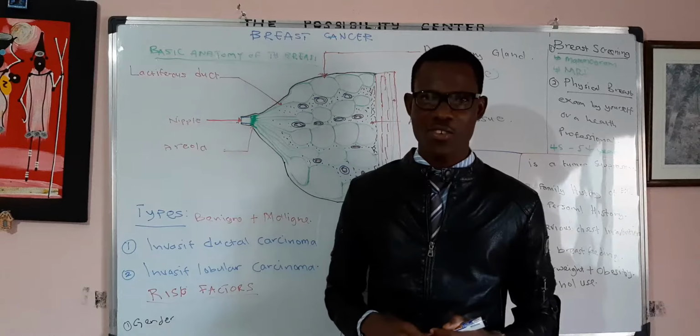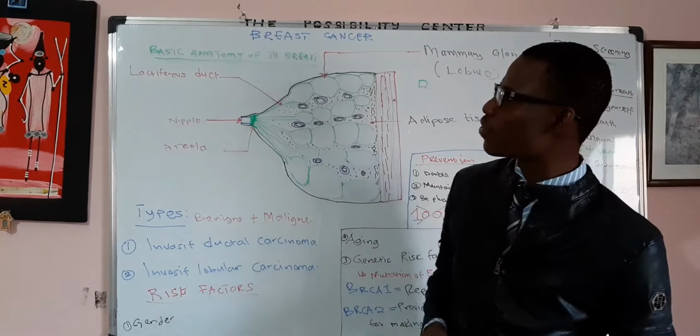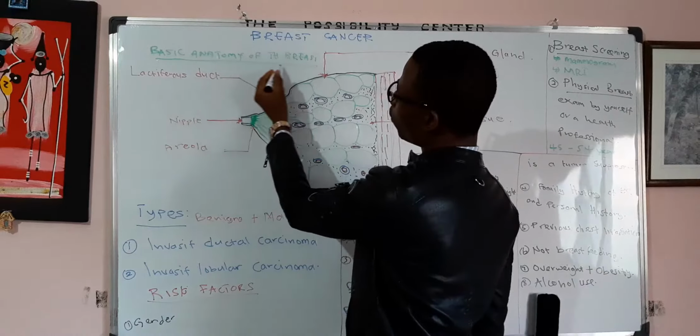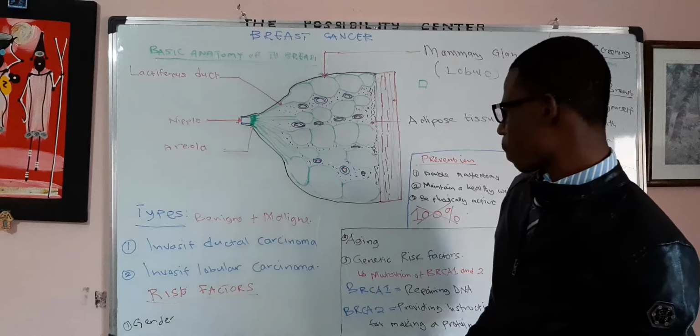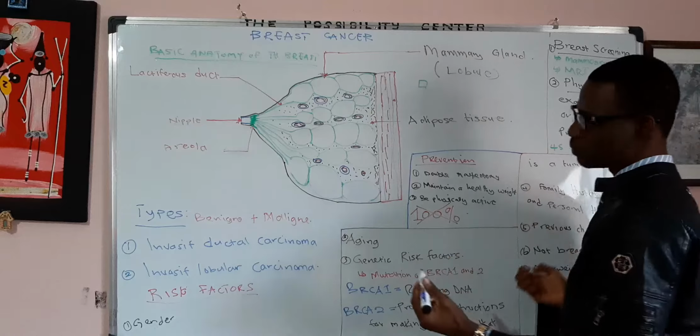In today's lecture, we'll be talking about breast cancer. And in this lecture, we'll be following this plan. We'll be looking at the basic anatomy of the breast, the various types of breast cancer, the risk factors, and how we can prevent breast cancer.